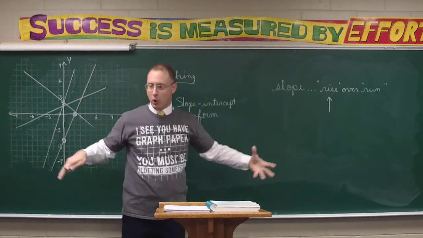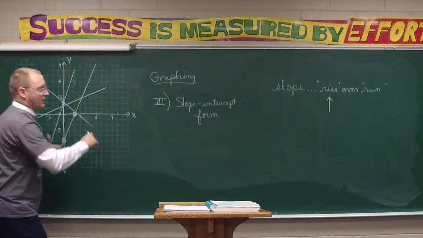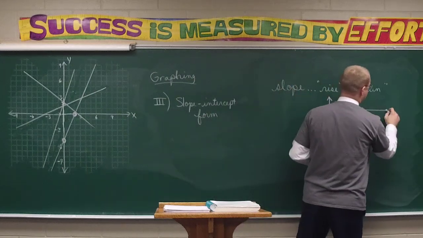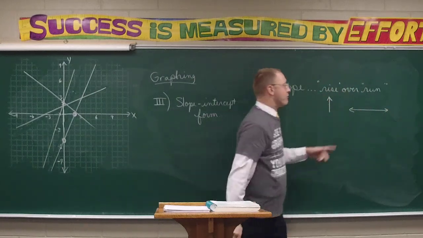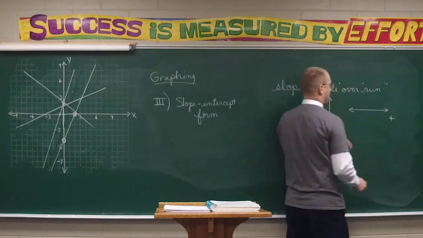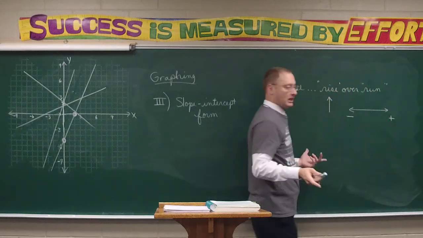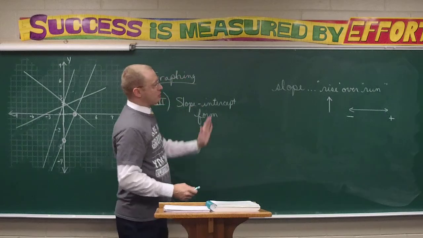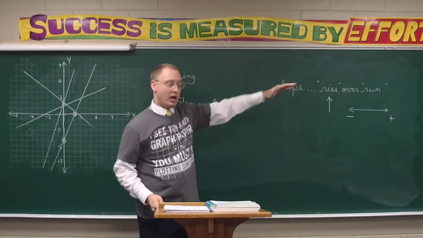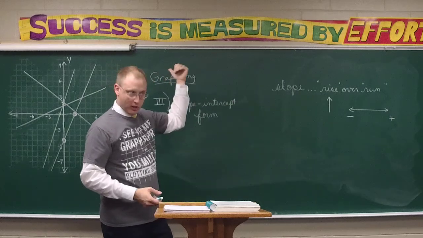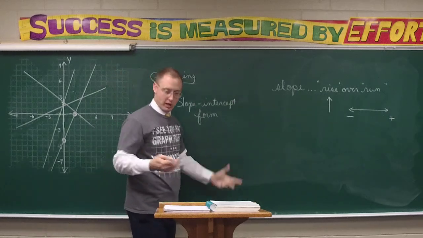Running refers to moving horizontally, moving in the x. So run could be along the x, either forward or backward. Forward run is positive. Backward run is negative. So a line that goes up and forward has positive rise over run. A line that goes up and backward has negative rise over run.